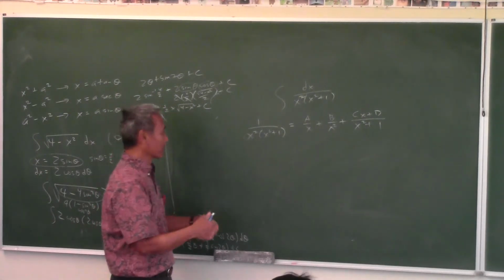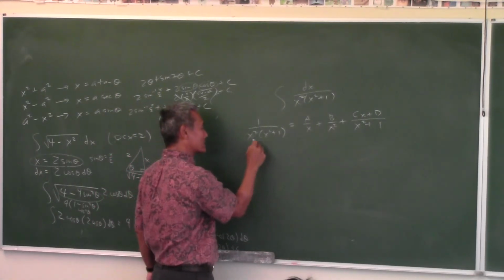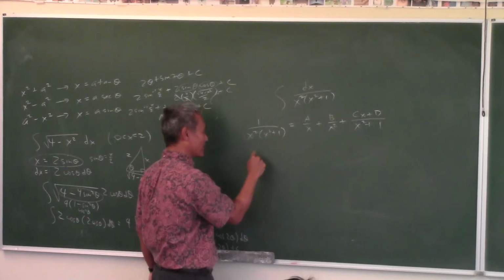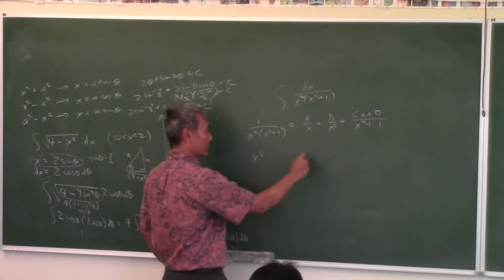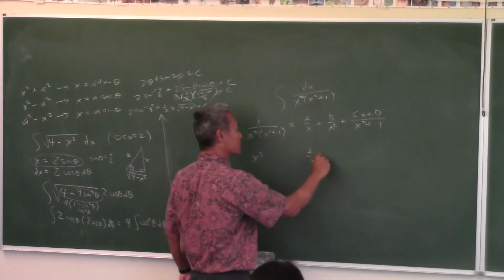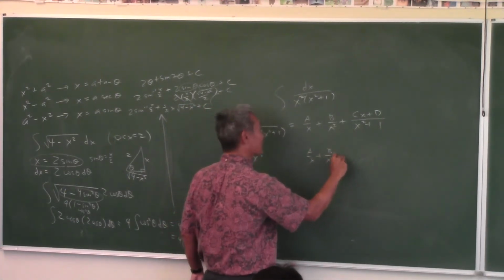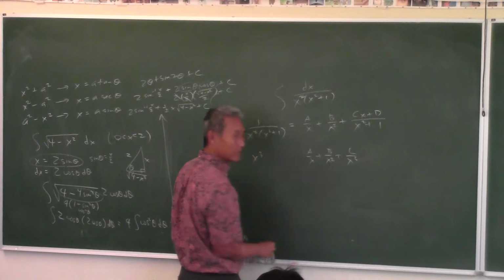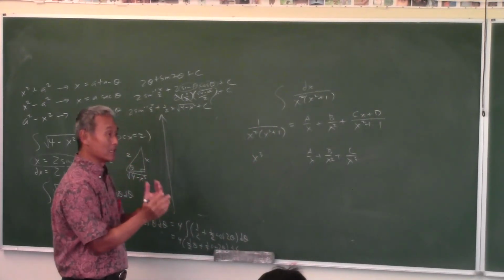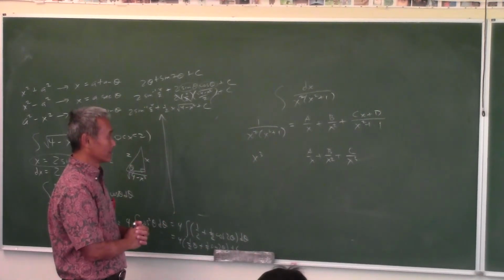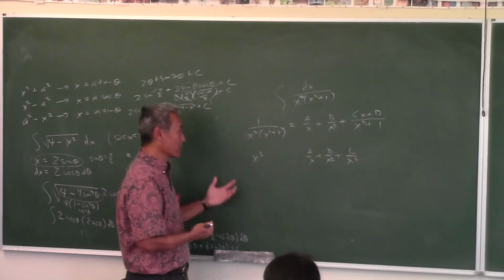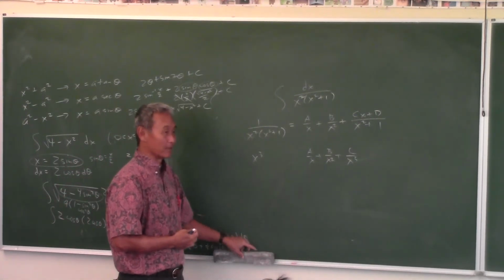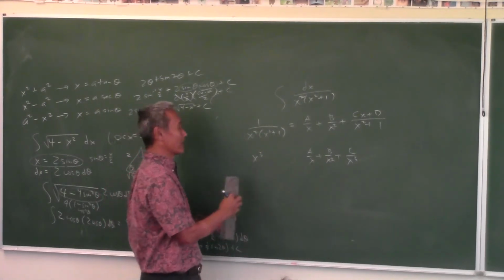Let me try to clear this up better. What if this were an x cubed there? How would you decompose it? You would go A over x plus B over x squared plus C over x cubed. That's called a repeated linear factor. The whole key with doing partial fractions is you have to be able to decompose it correctly, because if you don't, we call that a fatal error.